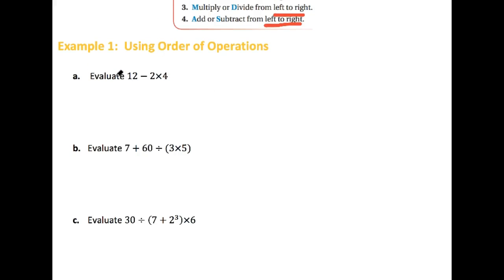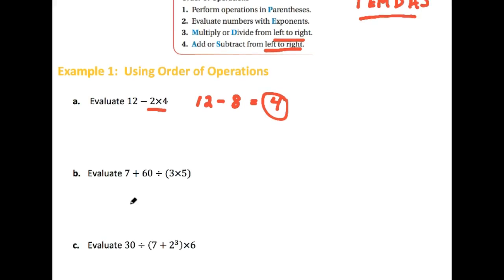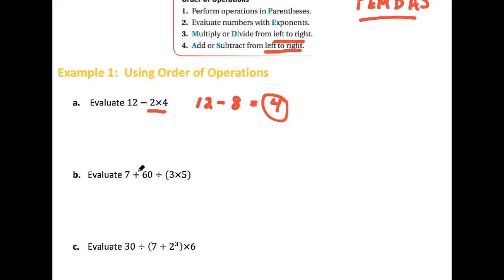In the first example here, evaluate 12 minus 2 times 4. There are no parentheses. There are no exponents. So we skip steps 1 and 2. And look what we first find. We first see multiplication. So I'm going to go ahead and multiply. 2 times 4 is 8. So 12 minus 8 is 4. That's the evaluation. That's my final result.